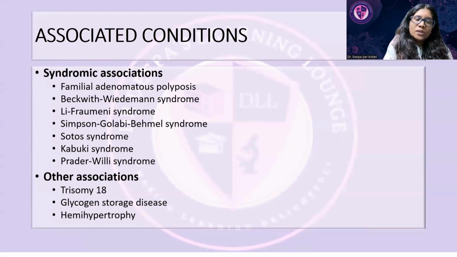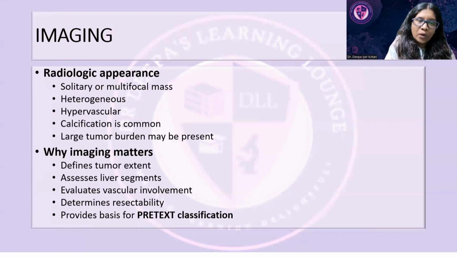Other reported associations include those of trisomy 18, glycogen storage disorders, hemihypertrophy, and for examination purposes, it is also important to remember that there is an association with the APC and familial adenomatous polyposis because APC is linked to the WNT beta-catenin pathway. So that is an important caveat that you have to remember.